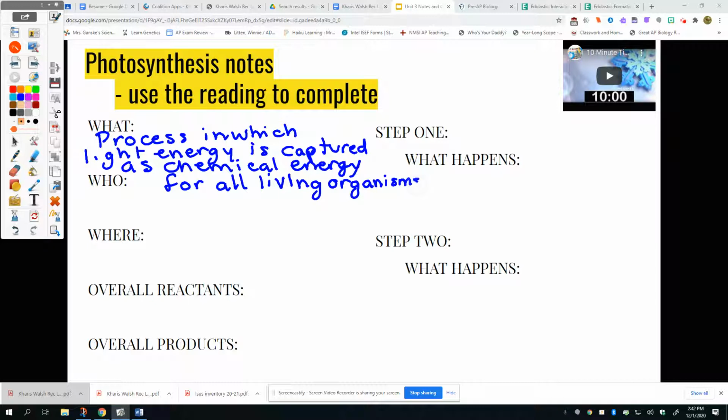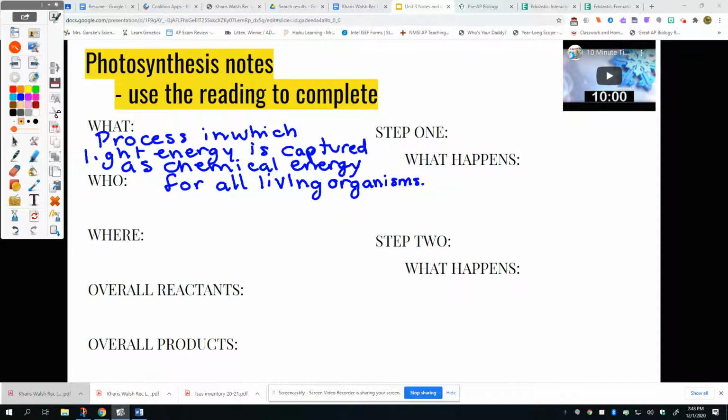Now, here's the deal. We said all living organisms. Now, all living organisms do not capture light energy and convert it to chemical energy, but all energy available for all living things originates here during photosynthesis. It can't be used by living organisms unless it is captured through the process of photosynthesis from light energy. So photosynthesis provides all available chemical energy for all living things on the planet.